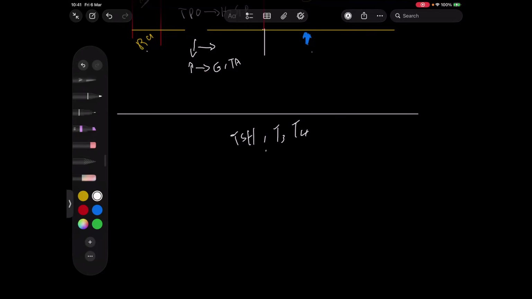After you do this, you're going to have two options. One, if you find that TSH is low and T3, T4 is high, what are you going to think about? Which problem? Primary. If both of them are high, it's going to tell you it's secondary.